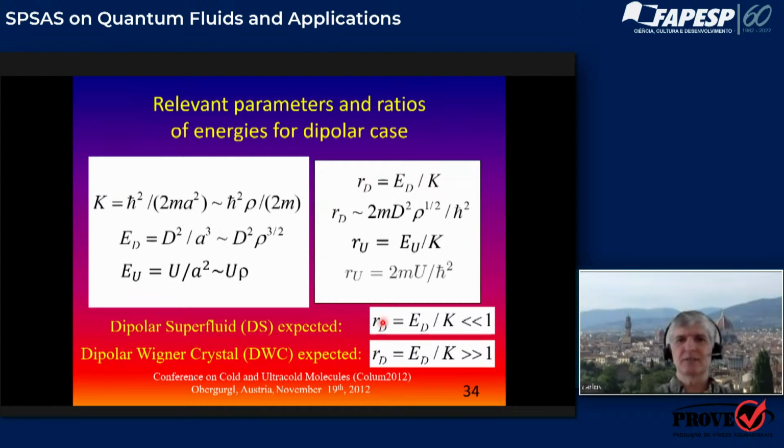So if we look at the ratio of the dipolar energy to the kinetic energy, and fix the ratio between the contact interaction and the kinetic energy, the ratio of the dipolar energy to the kinetic energy scales as the dipole squared times the density to the power 1/2. The ratio between the contact interaction and the kinetic energy is independent of the density and, of course, independent of the dipole. Typically, in the early days, people analyzed that a dipolar superfluid would occur when the kinetic energy dominates, that is, ED is much less than the kinetic energy. And a Wigner crystal would occur when the dipolar energy dominates over the kinetic energy.